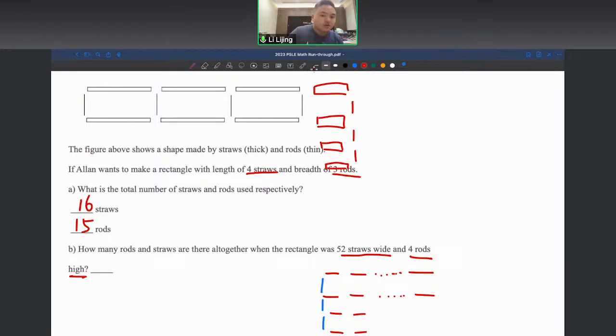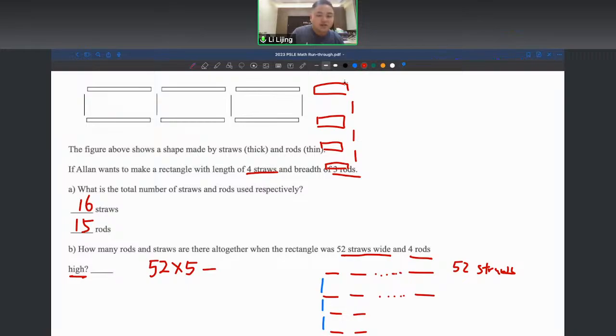Okay, so you can see that horizontally, every time I have 52 straws. And how many rows do I have? 1, 2, 3, 4, 5. 5 rows. So 52 times 5 is the total number of straws.